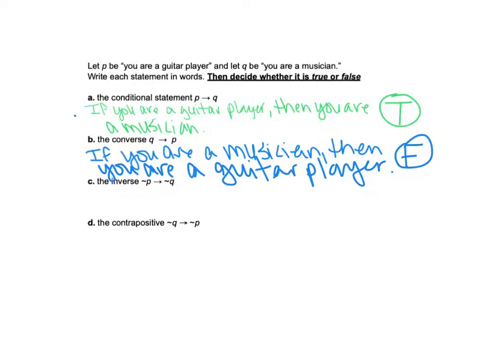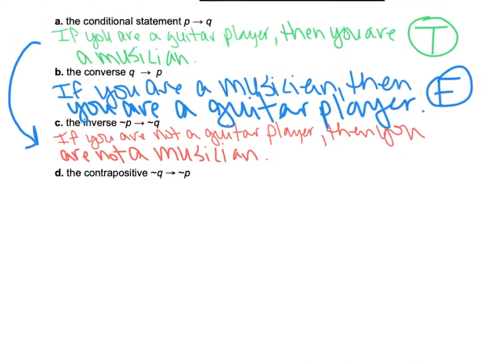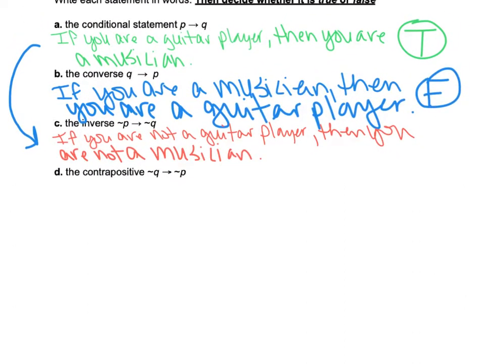The inverse takes our original statement and negates both parts. So let's write the inverse, which is going to be the negation of our conditional. So if you are not a guitar player, then you are not a musician. Let's think about that for just a second. If you are not a guitar player, I'm not a guitar player, then you are not a musician. Well, just because I don't play the guitar doesn't mean I don't play something else. So this statement, if you are not a guitar player, then you are not a musician, is a false statement.